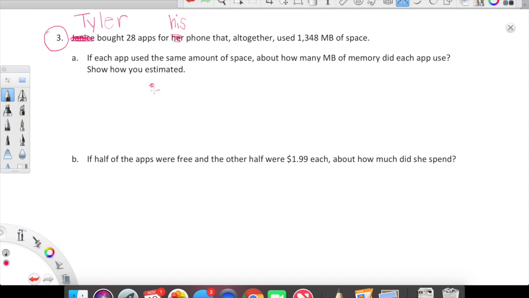We're going to divide across 28 apps evenly. What are we dividing? 1,348 megabytes. So let's go ahead and round. We're going to round 28 to 30. And then we're going to go ahead and round 1,348. I'm going to round that to 1,500. So what we're looking at is 1,500 divided by 30. 15 divided by 3 is equal to 5.